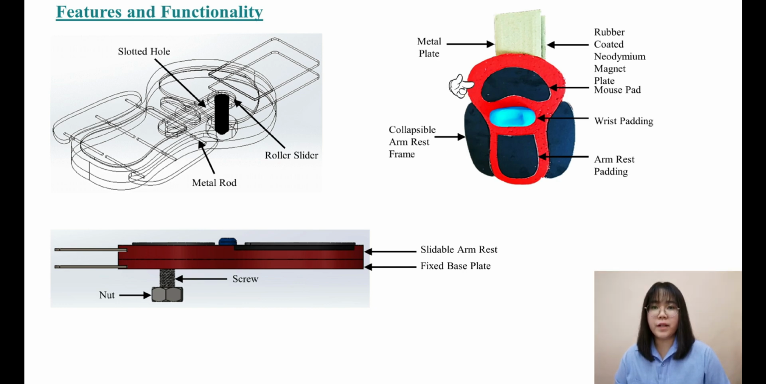Next, the mouse pad serves as a surface for placing and moving a computer mouse. As for the wrist padding, it is made of soft and cooling silicone gel, which aids in blood circulation and helps to reduce contact stress on the wrist. Lastly, the armrest padding acts as a cushion for the arm to lay onto.